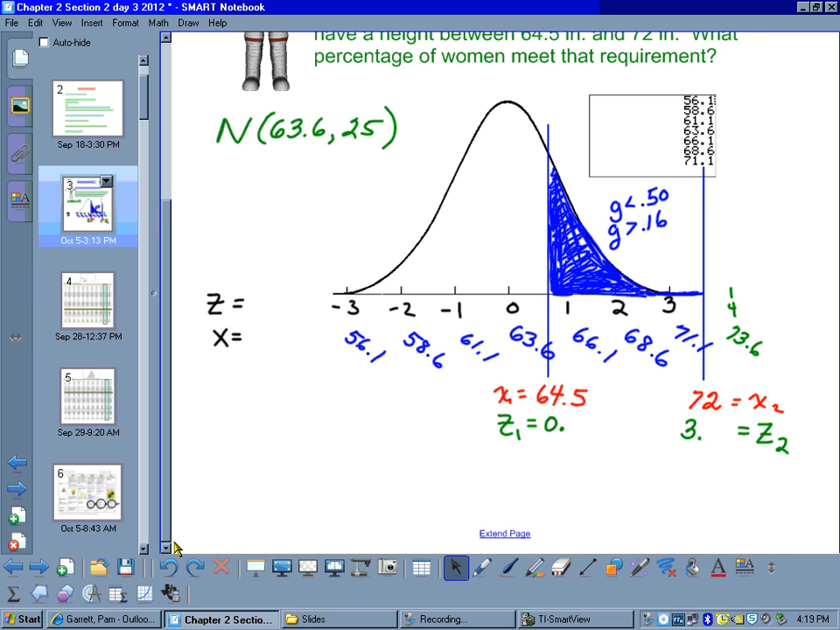Okay, the next step is to set up my notation sentence. The probability that 64.5 is less than X is less than 72 inches is equal to the probability that 0 point something is less than z is less than 3 point something. And I'm trying to find out what that is approximately equal to.